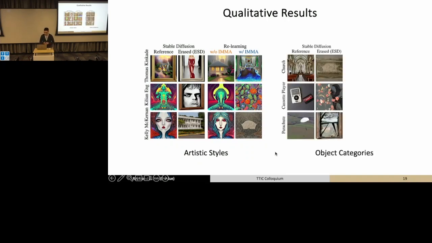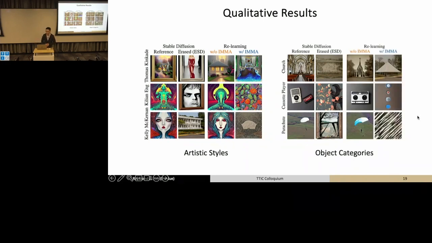And this is also true for object categories as well. So here we have church, cassette player, and parachute, with and without IMMA. We do see some reasonable image quality that's still preserved, but it just generated something else.